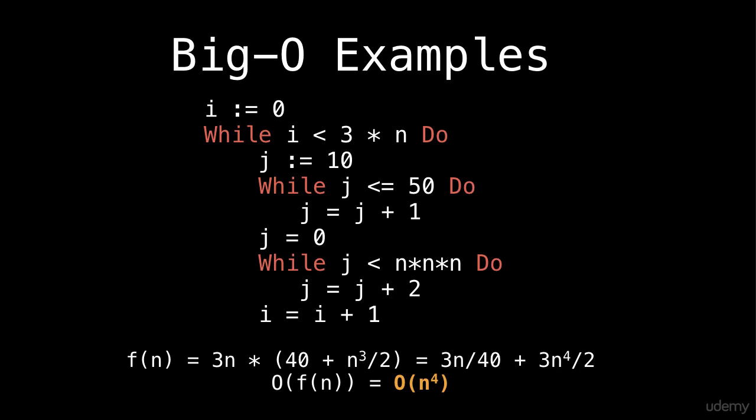Plus, however, the second loop. j is less than n cubed, but j equals j plus 2, so it's accelerated a little. So we're going to finish that loop a little faster. We're going to get, on the inside, 40 plus n cubed divided by 2, but we have to multiply that by 3n. So if we wrap that in a big O, big O of f of n is going to give us big O of n to the fourth, because n to the fourth is the dominant term in our function f of n.